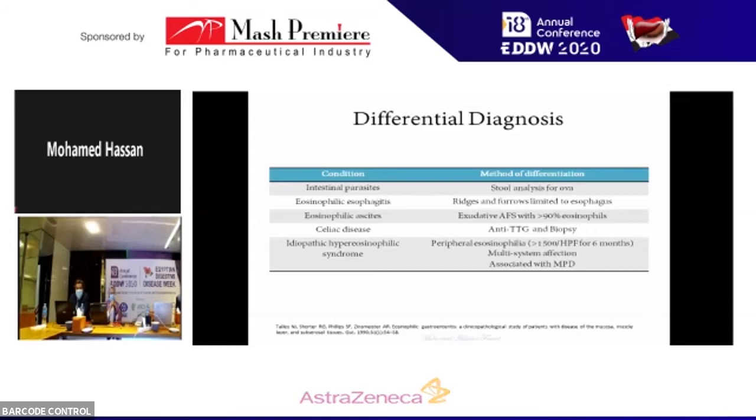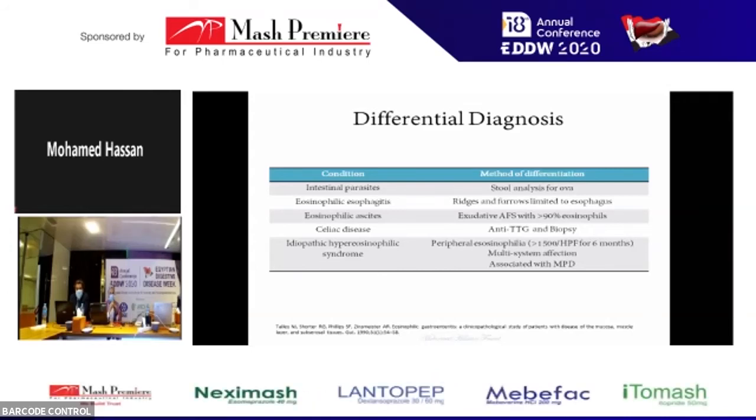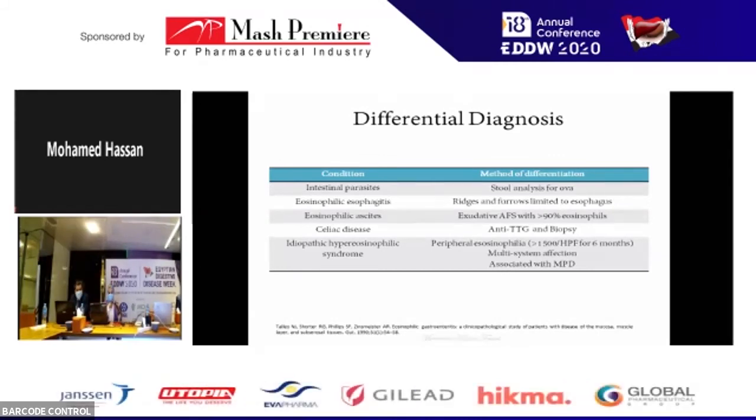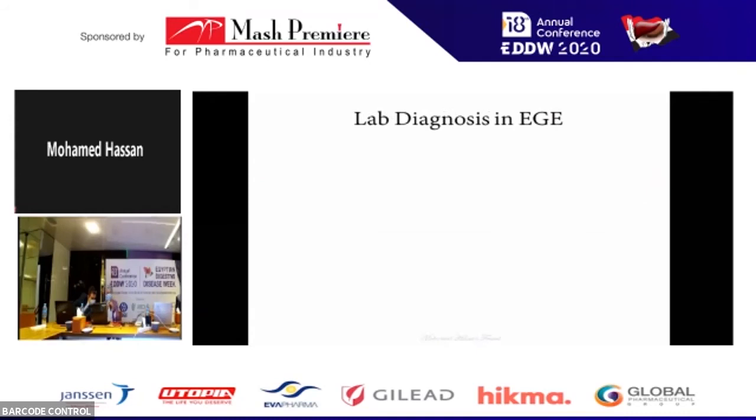In case of celiac disease, as Professor Shireen explained before, we need to do anti-tissue transglutaminase test and biopsy. In case of idiopathic hypereosinophilic syndrome, we have to check for peripheral eosinophilia and make sure that the eosinophil count is not more than 1,500 per high power field for the last 6 months. Usually, it has multi-system infection, and it is associated with myeloproliferative disorder.